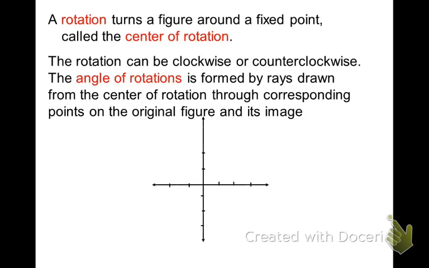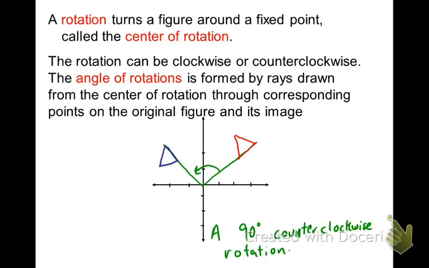Rotations turn around a fixed point. The point that they turn around is called the center of rotation. The easiest rotations to do are when the center of the rotation is the origin. So here we have this triangular shaped object in the first quadrant, and we're going to rotate it. Looks like a 90-degree rotation about the origin, and so we call that a 90 degrees counterclockwise rotation, and that first quadrant triangle will end up in the second quadrant.